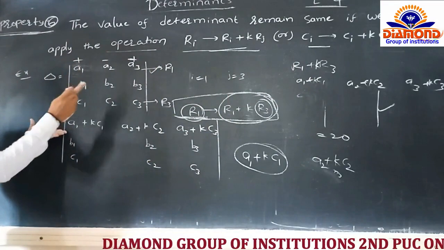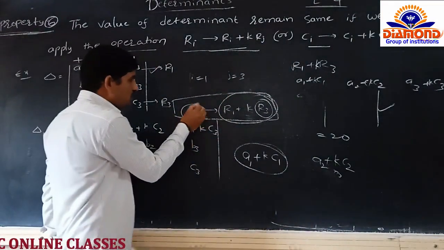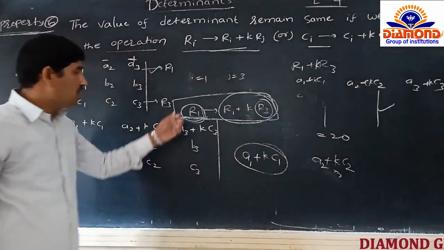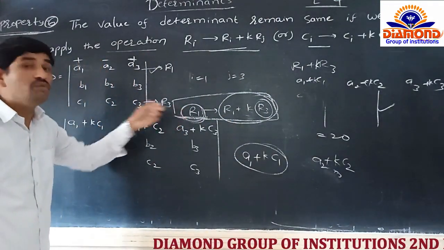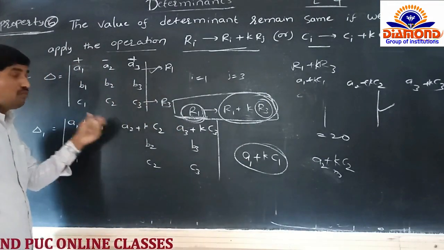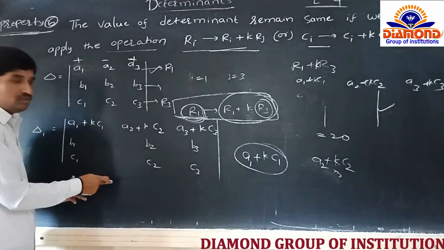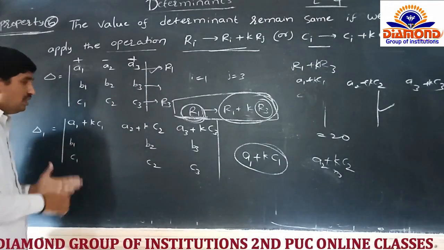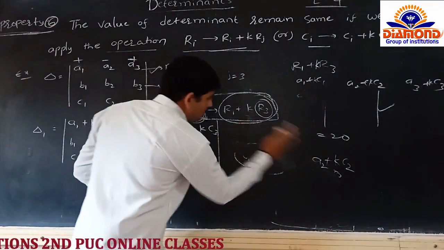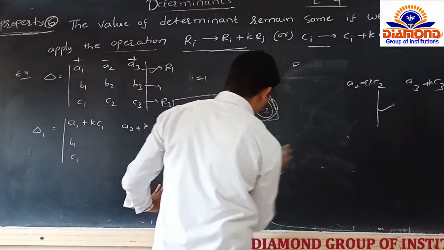See, these two are equal to each other. This is the very simple one. In R1 only we are doing the operation. After completing the operation for R1, R2 and R3 we write as usual. After that, I will apply a property for this.